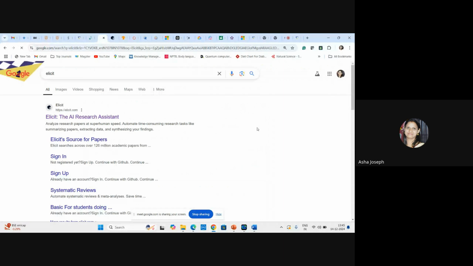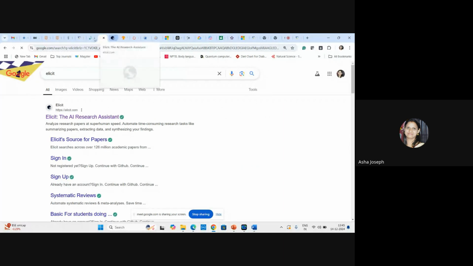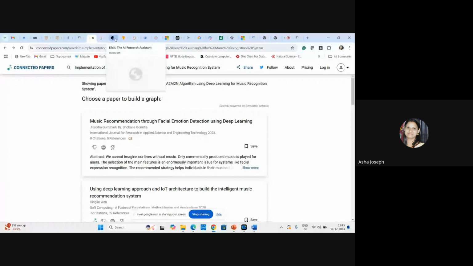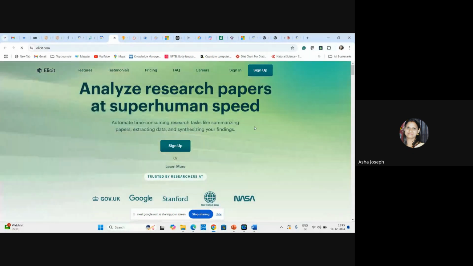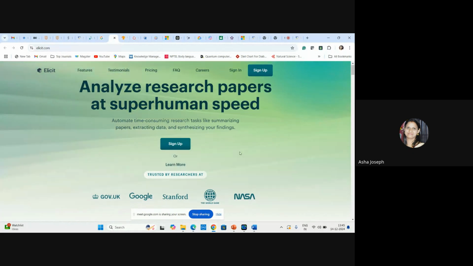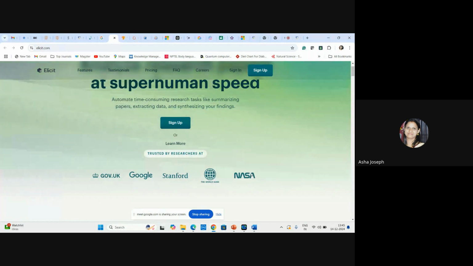Then coming to the another one which I told was Elicit. This is again another tool. These are all different tools. Analyze research papers at superhuman speed, because all of us want everything in our hand very fast. The previous process was very time consuming. So it automates time consuming research tasks like summarizing papers, extracting data, and synthesizing your findings. You can freely sign up here, and the paid sign up is also there.